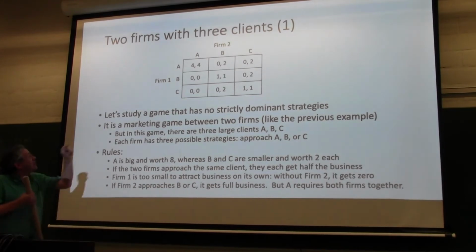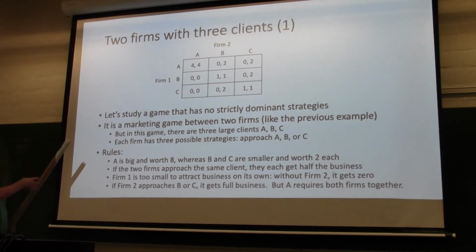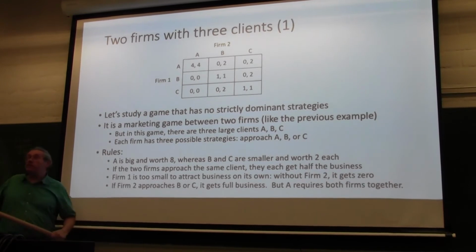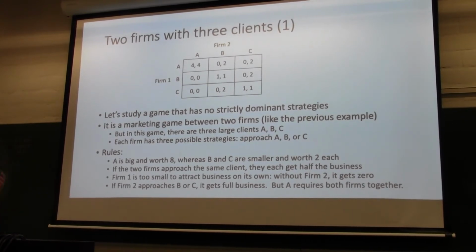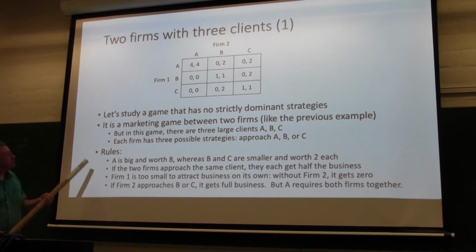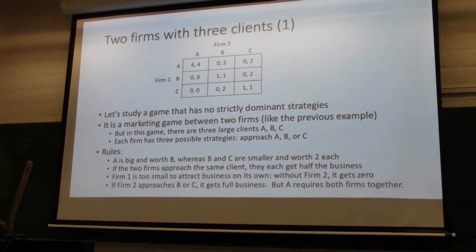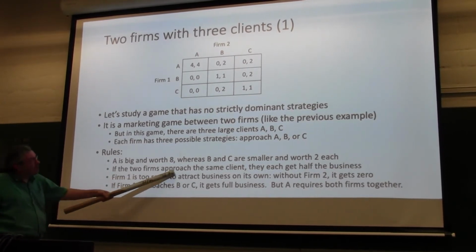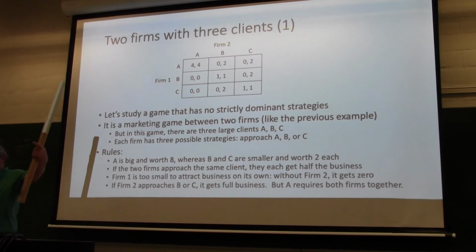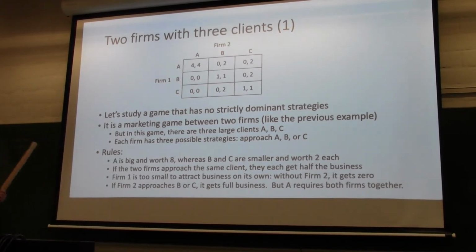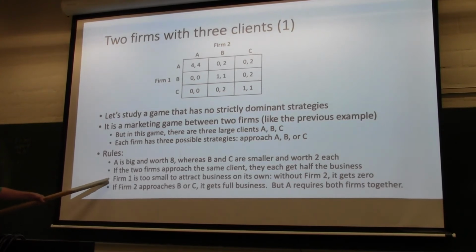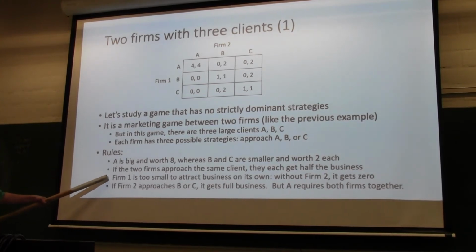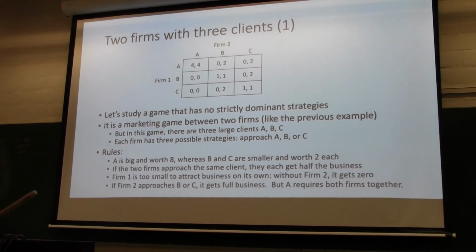Okay? So here's the payoff table. A is a big guy. They need a lot of this product, whatever it is: 8. B and C are smaller. They only need 2 of the product. If the 2 firms approach the same client, so the client sees the 2 guys arriving, they will buy half from each. But firm 1 is very small. Without firm 2, it gets 0. It's ridiculously small.